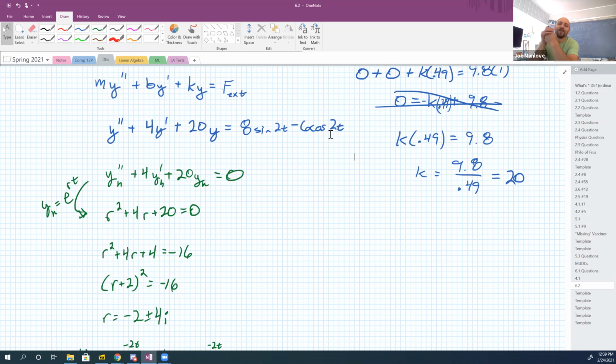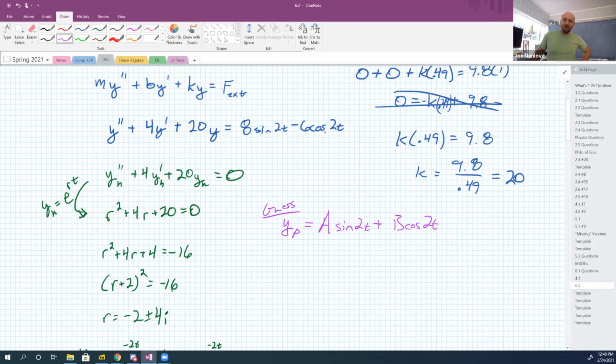So what happens if you differentiate sines and cosines? What do you get? Sines and cosines. Okay, cool. Feels like I'm not going to get any surprises if I guess sines and cosines, right? So that's what I'm going to do. I'm going to guess my particular solution. And the particular solution I'm going to guess is yp is, well, I guess it's going to be a sine 2t plus b cosine 2t. Because I've got sines of 2t and cosines of 2t.